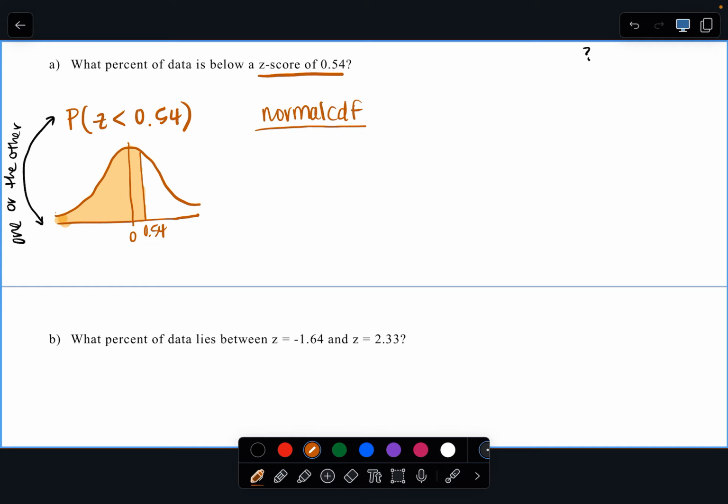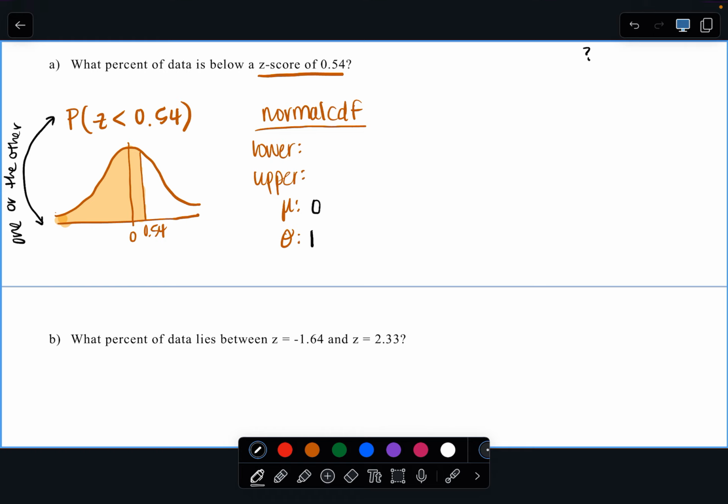And I'm going to show you in just a second, but normal CDF asks you 4 questions. They're listed in the little box above. It's going to ask you, what is your lower, what is your upper, what is your mean, and what is your standard deviation? Again, anytime you're dealing with z-scores, your mean is always 0, your standard deviation is always 1. For the most part, 9 times out of 10, you are not changing those values. They're going to stay 0 and 1.